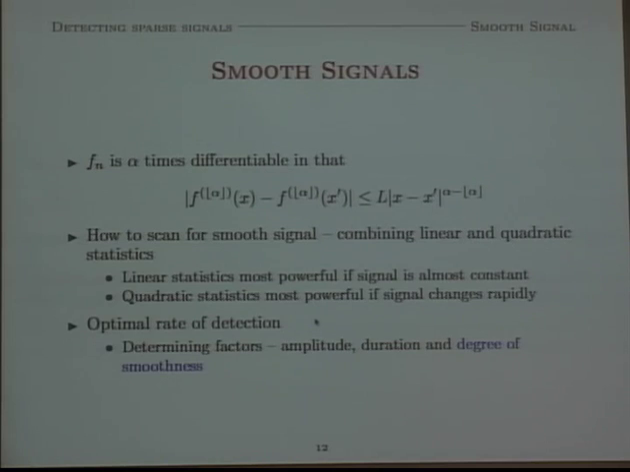The main intuition here is that when we know the signal, we do some sort of linear statistics for the scan. If you don't know the signal, you do quadratic statistics. The linear statistics turns out to be very good if your signal does not change very much. But the quadratic statistics is very useful if your signal changes dramatically, very quickly. And you want to combine these two together.